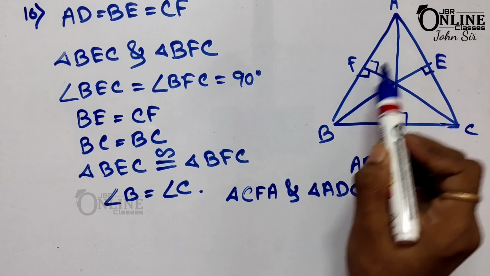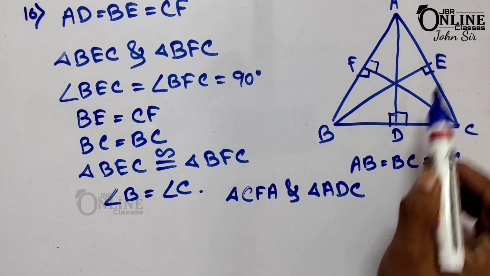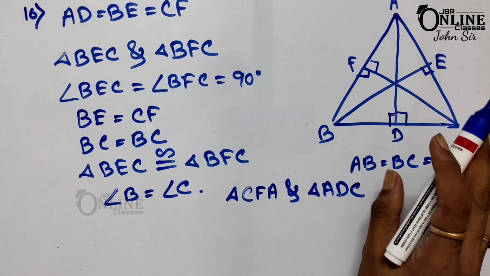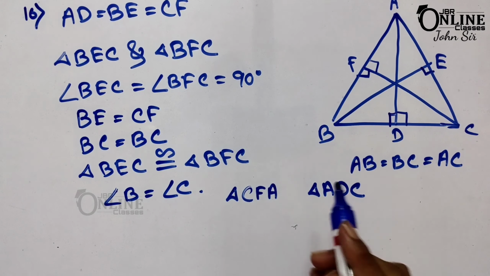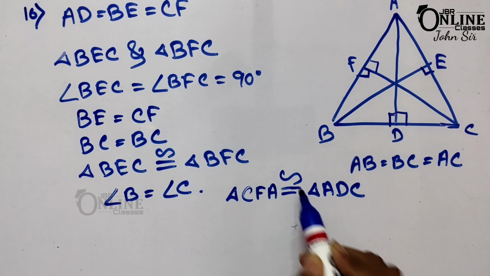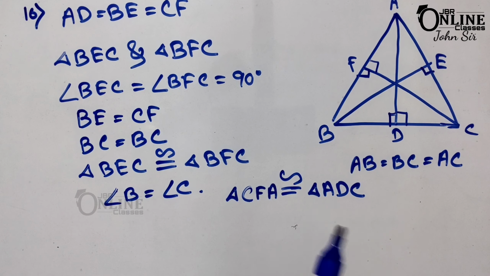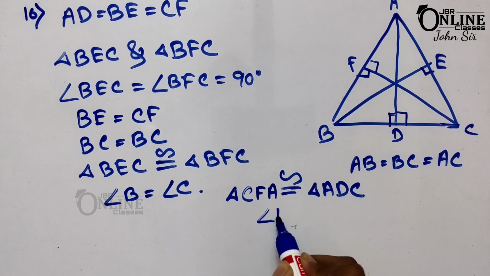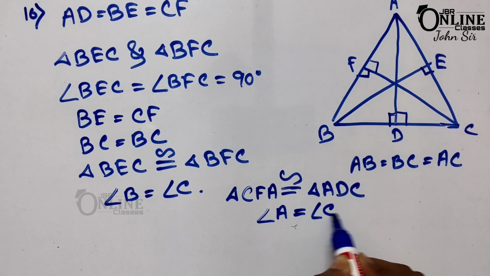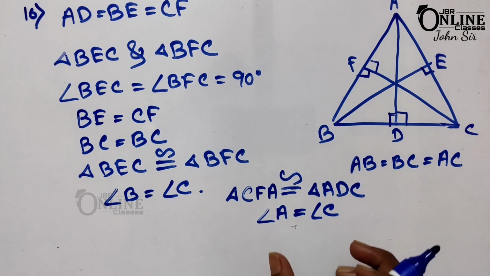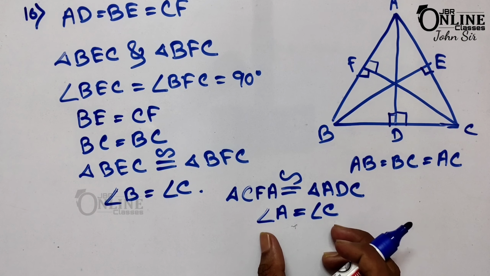Here also CF equal to AD, and here AC is the common side. So you can also prove that this one is a congruent triangle, and from that you can say angle A equal to angle C. Okay, angle A equal to angle C.